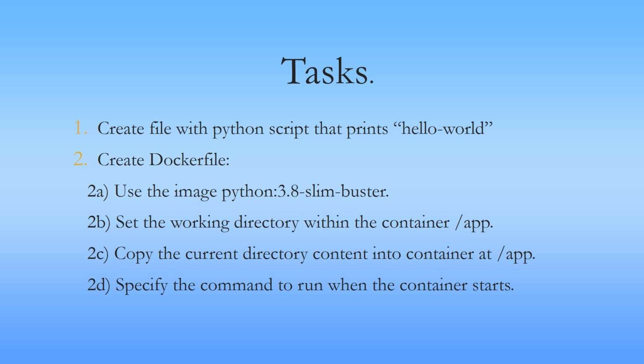In the first task we create a file with a Python script that prints hello world. Next we create a Dockerfile, and in this file we will use the base image Python. Next we set the working directory within the container to app. Next we copy the current directory content into the container and specify the command to run when the container starts.